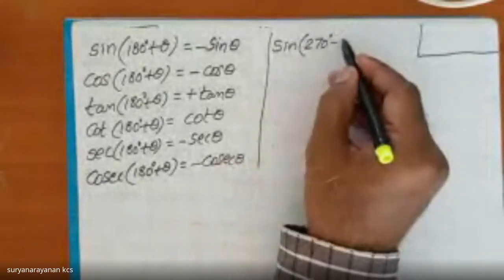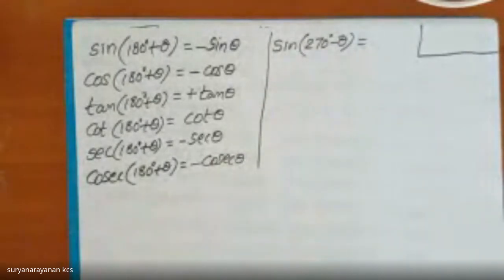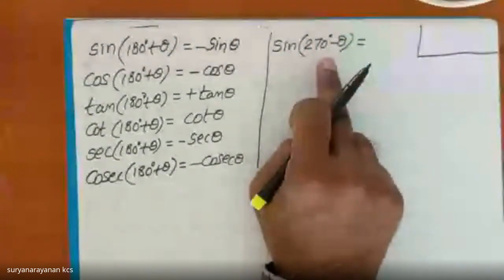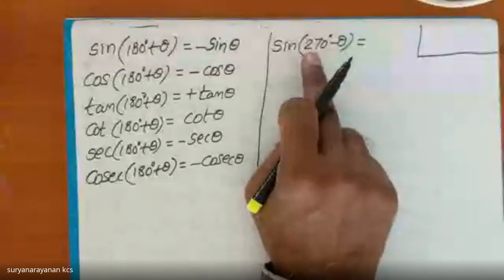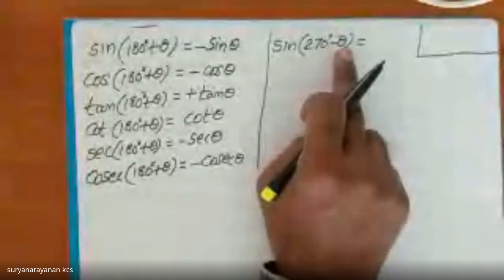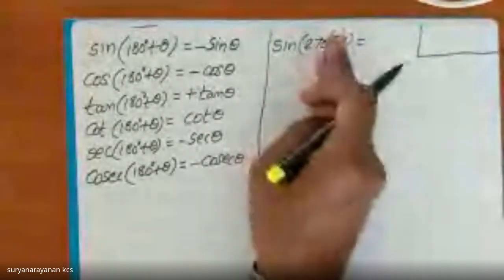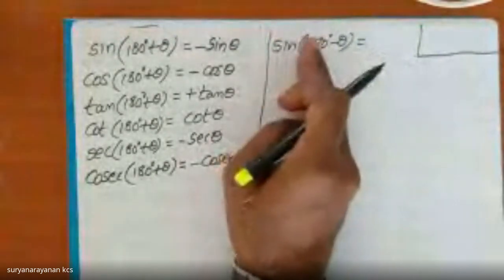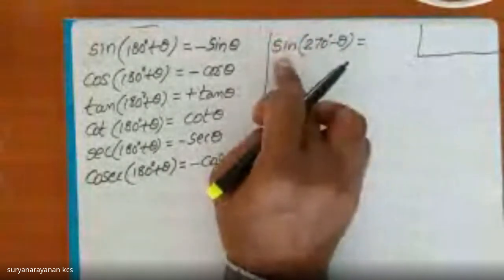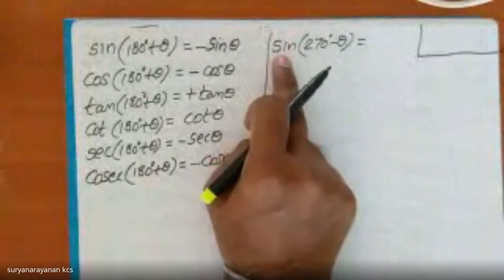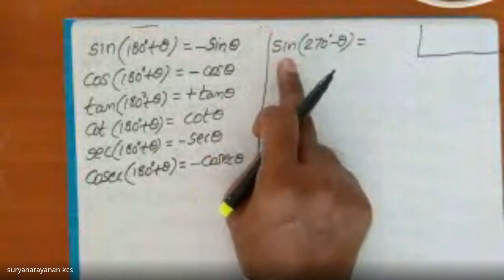Now, sine 270 degrees minus theta. Tell me, sine 270 degrees minus theta. In which quadrant does this angle lie? First, you have to question yourself: in which quadrant does this angle lie? Yes, very good, my dear Ria. Very good, Percy. This angle lies in the third quadrant. After that, come to the given trigonometric function. That is the sine here. In the third quadrant, is sine positive or negative?